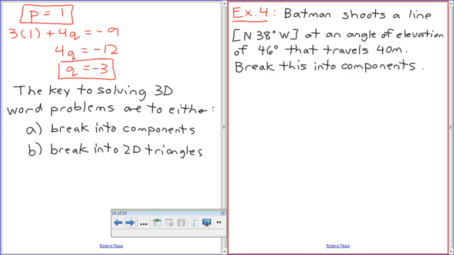So you will have 3 components. What will the 3 components be in English here? XYZ, right? We'll have a north-south one, an east-west one, and then an up-down one. Everyone see what I'm trying to do there? A north-south component, an east-west component, and an up-down component.